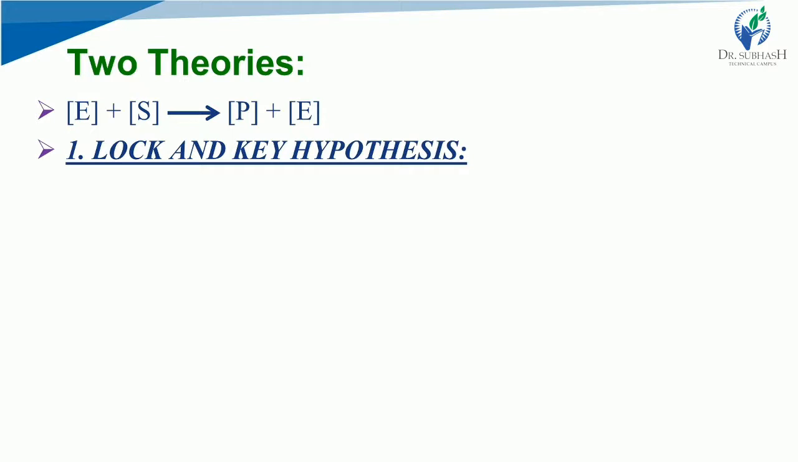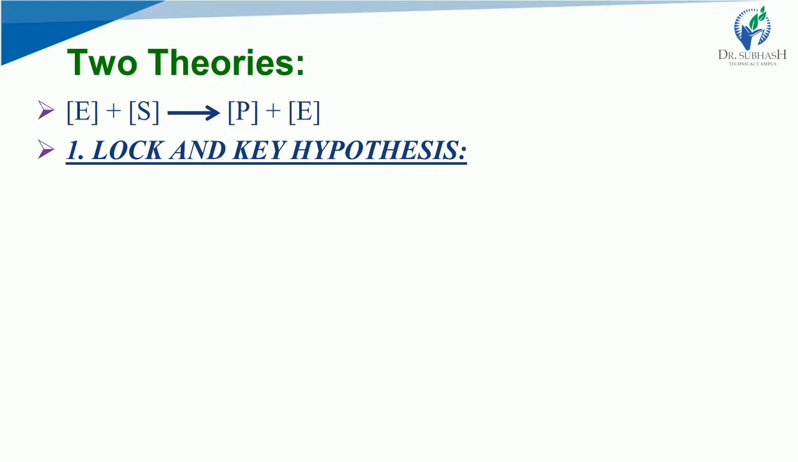E plus S will give P plus E, right? Isn't it simple? E is nothing but the enzyme, S is nothing but the substrate. When they both combine or they both react, you will get P, which will be product, right? And this is E and P. This is enzyme product complex, right? To understand this whole mechanism, there are two major theories that are really important.